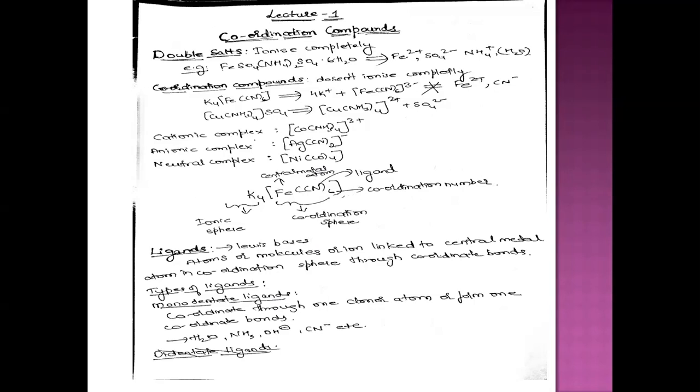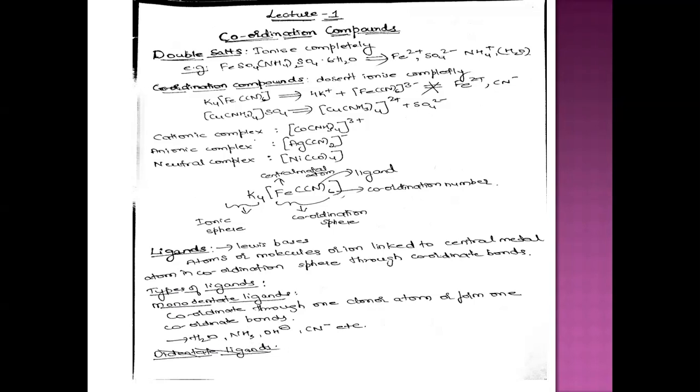Based on how many bonds one ligand forms with the central metal atom, the ligands are classified into monodentate, bidentate and higher dentate ligands. Based on that, we'll see the classification. So first we'll see what is a monodentate ligand. Examples for monodentate ligands are cyanide, CN minus, OH minus hydroxyl, NH3 ammonia, and H2O aqua.